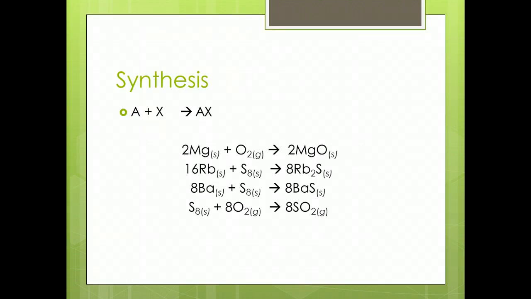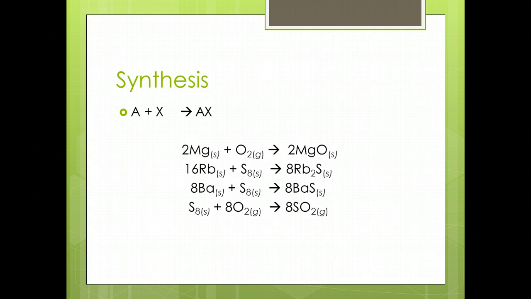So, first kind, synthesis. And up at the top of this page I have A plus X yields AX. This would be a synthesis reaction. A synthesis reaction is where you take two smaller substances, not necessarily elements, and combine them to make something bigger. I could take carbon dioxide and combine that with water and make sugars, which is what happens during photosynthesis. And that would be a synthesis reaction.